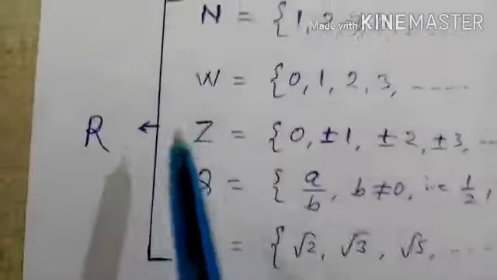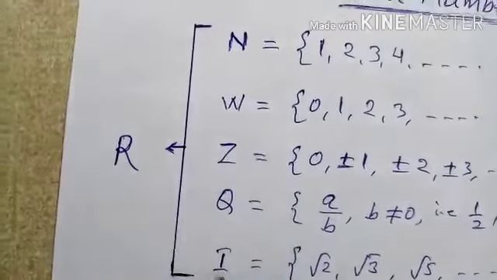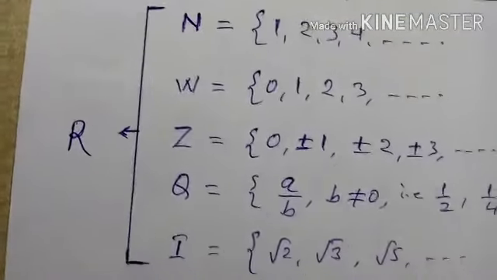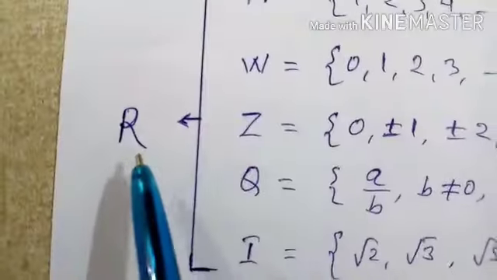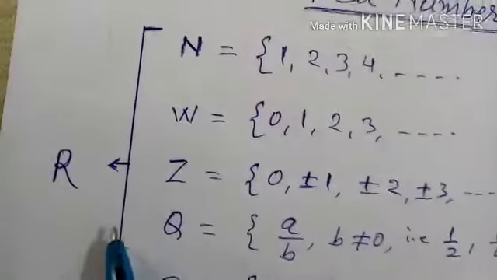So these numbers are called real numbers. All these numbers we can represent on the number line, so these numbers are called real numbers. Now let's see one example. This is our knowledge of previous classes.